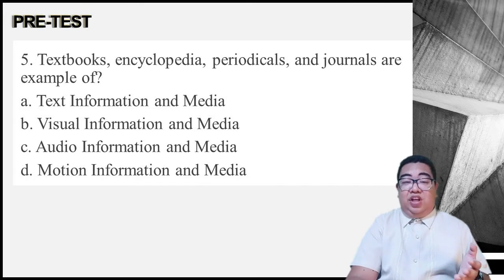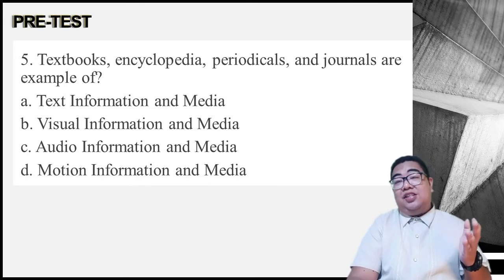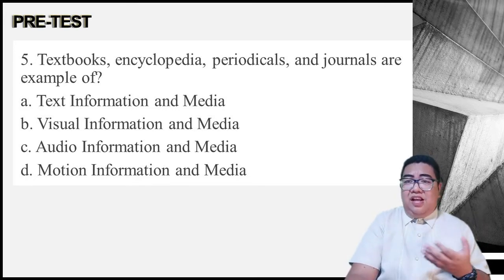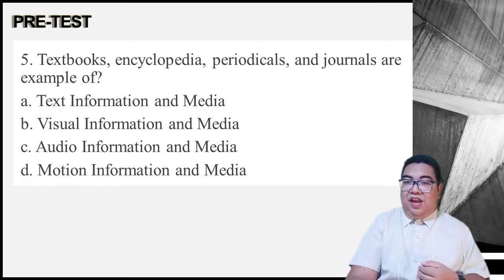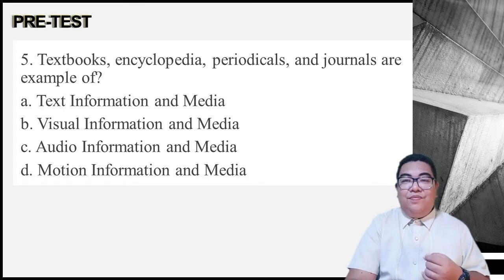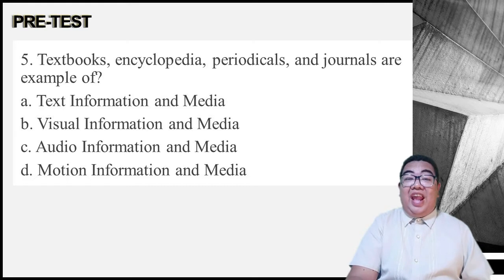Textbooks, encyclopedia, periodicals, and journals are examples of A, text information and media, letter B, visual information and media, letter C, audio information and media, or letter D, motion information and media. What's your answer? Yes, the correct answer is letter A, text information and media.